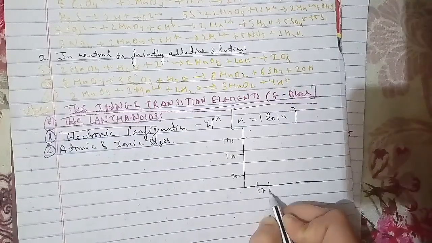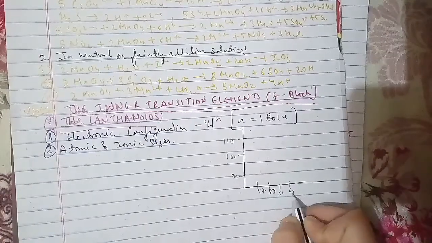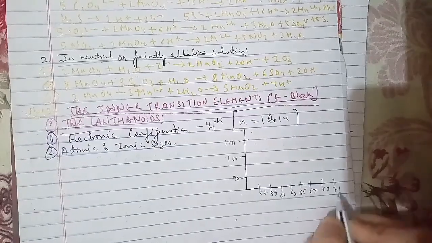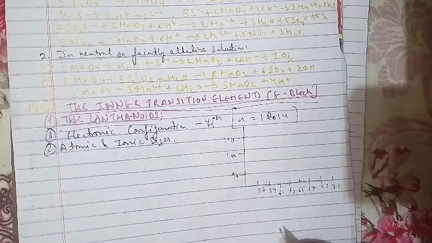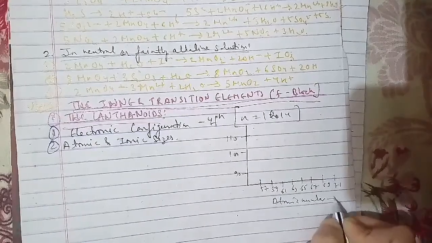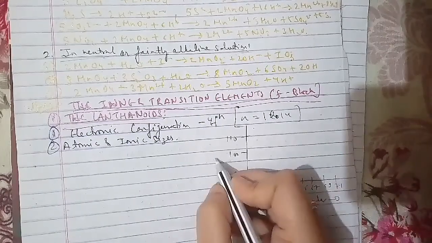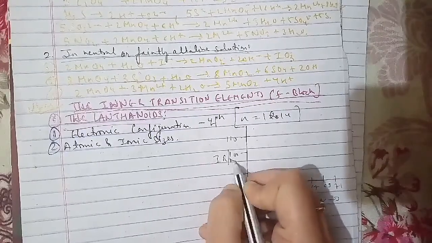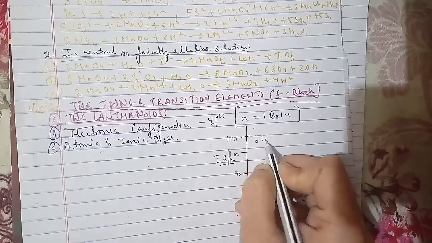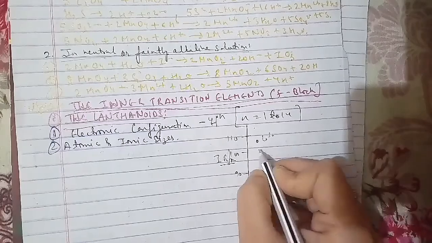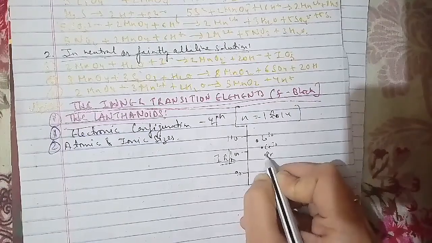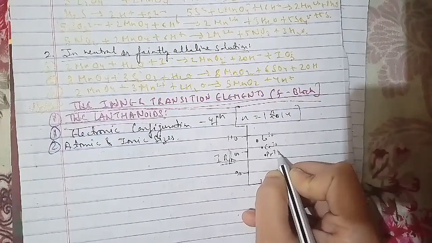From this we have La 3+, then Ce 3+, Pr 3+, then Nd 3+, then Pm 3+, then Sm 3+, then Eu 3+, then Gd 3+, Tb 3+, Dy 3+, Ho 3+, Er 3+, Tm 3+, Yb 3+, and Lu 3+.